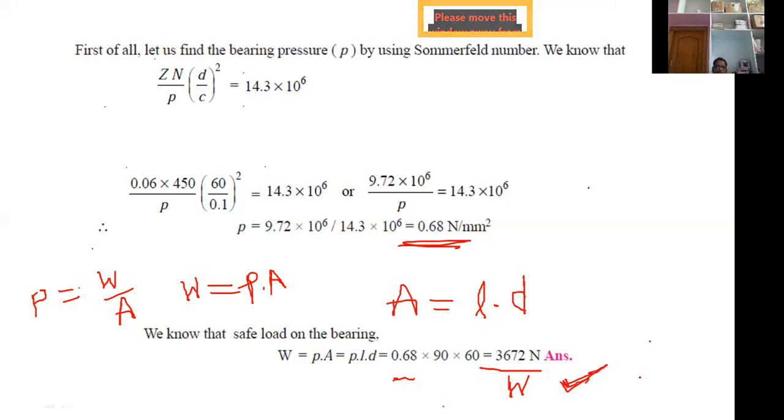In this session I explained four problems on journal bearings in total. This session is the last for journal bearing design. Tomorrow onwards I am going to explain the design of rolling contact bearings, that is roller bearings and ball bearings. Okay, friends, thank you.